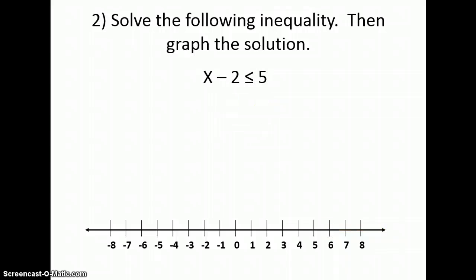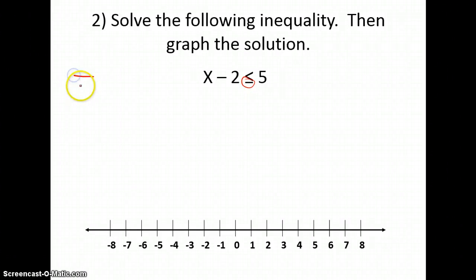Now, when I have a problem like this, x minus 2 is less than or equal to 5. That's telling me that both sides of my inequality can be the same. It can be less than, or it can also be equal. In either case, I still solve it just like I would solve an equation.